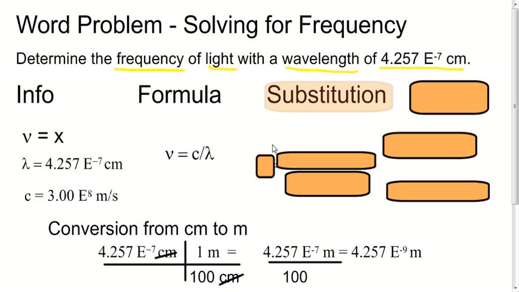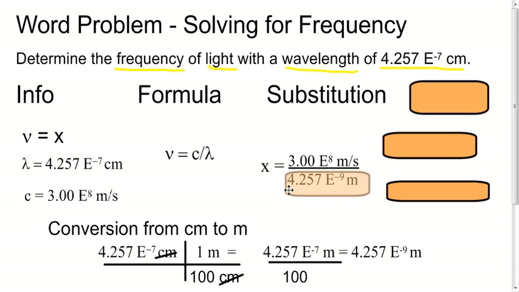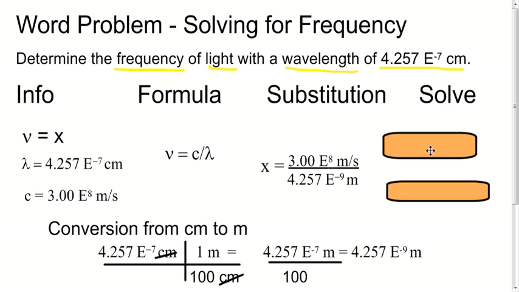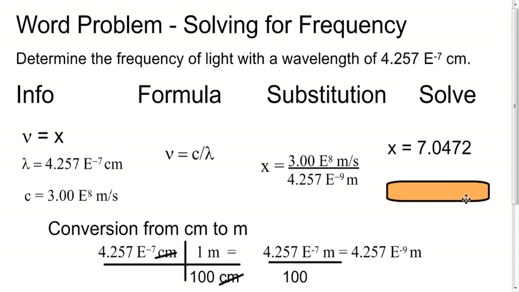So the next step is to substitute in. I substitute in, and I get 3.00 e to the 8th meters per second divided by 4.257 e to the 9th meters. And then I would solve this by plugging it into a calculator and calculating it.